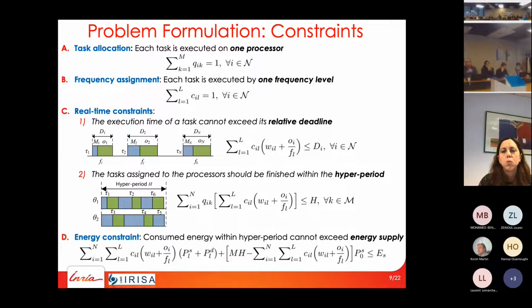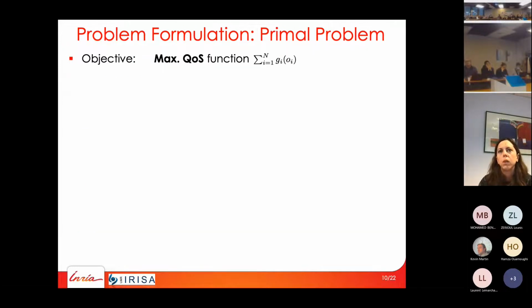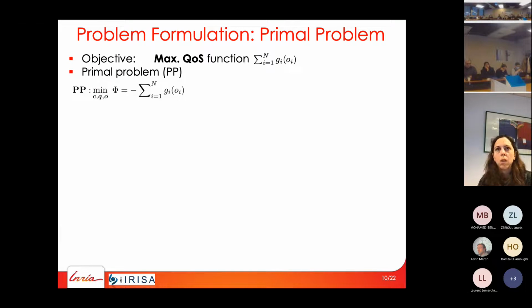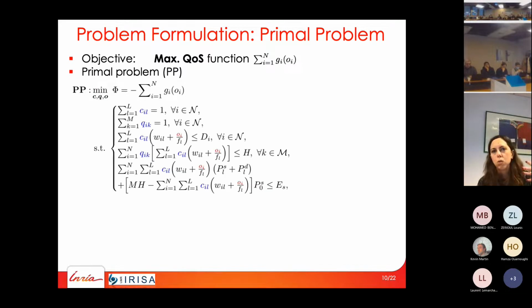So we're saying that the consumed energy within our hyperperiod cannot exceed the energy supply of the system for this hyperperiod. Now, going to the primal problem formulation, we have inserted a linear function in order to map the relationship between the optional execution cycles and the quality of service. So our goal here is to maximize this function or minimize its negative. So taking this objective plus the constraints that we have discussed before, this is our original problem formulation.